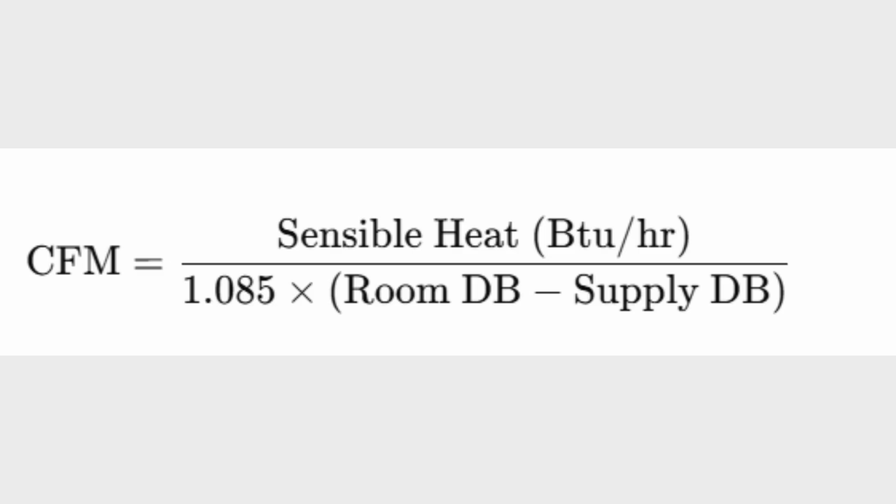Next, we use the chart to calculate how much supply air we need. The formula is simple. CFM equals sensible heat divided by 1.0085 times the temperature difference between the room and supply air. For example, with an 80,000 BTU per hour sensible load and a 75 to 56.5 degrees F temperature difference, the required airflow is about 3,430 CFM. The psychrometric chart also helps find coil leaving conditions, supply temperatures, and airflow required for comfort.